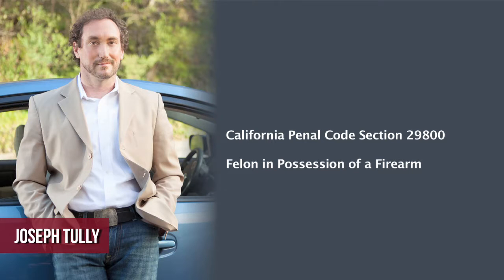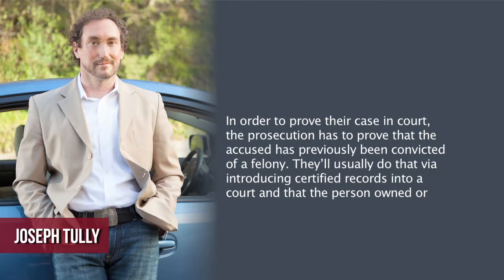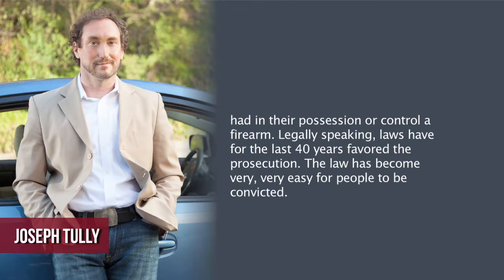The first code section that I'm going to talk about is Penal Code Section 29800, and that is felon in possession of a firearm. In order to prove their case in court, the prosecution has to prove that the accused has previously been convicted of a felony. They'll usually do that via introducing certified records into a court, and that the person owned or had in their possession or control a firearm.